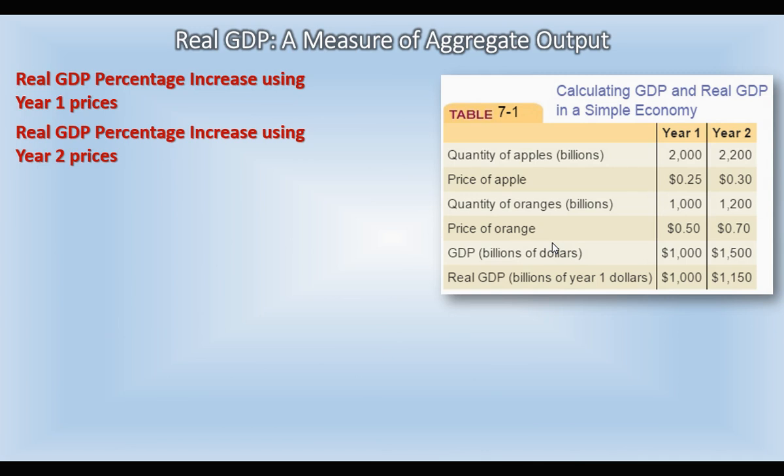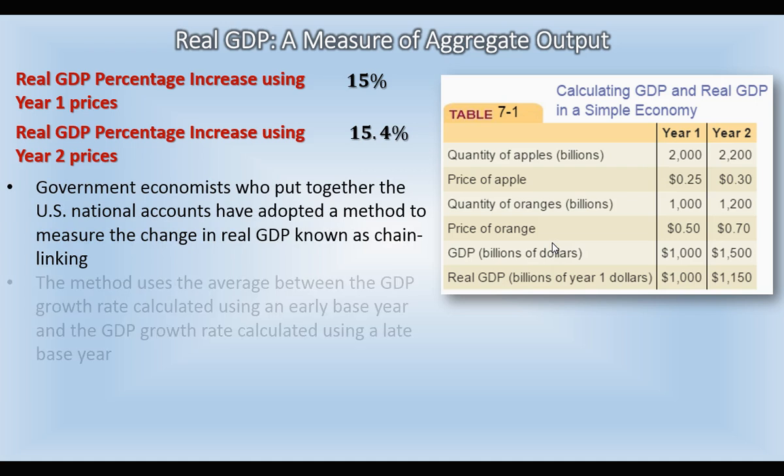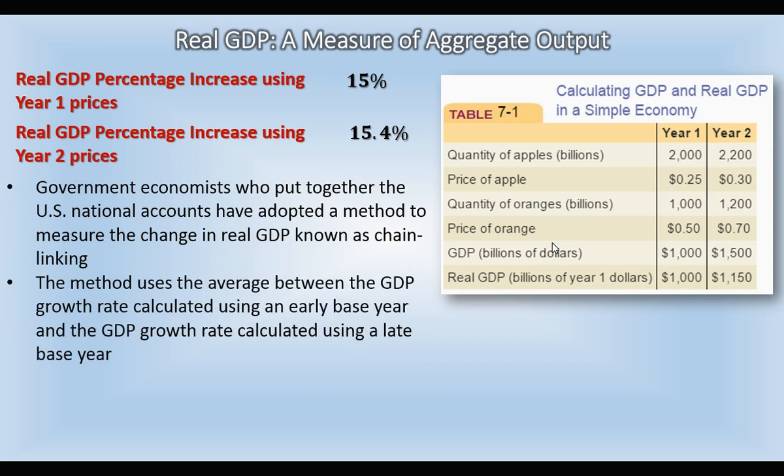So real GDP percentage increase using year 1 prices was 15%, and using year 2 prices was 15.4%. So there's a slight discrepancy there. So government economists who put together the actual U.S. national accounts have adopted a method to measure the change in real GDP, which is known as chain linking. So the method uses the average between the GDP growth rate calculated using an earlier base year and the GDP growth rate calculated using a later base year. So it takes into consideration the different year prices.